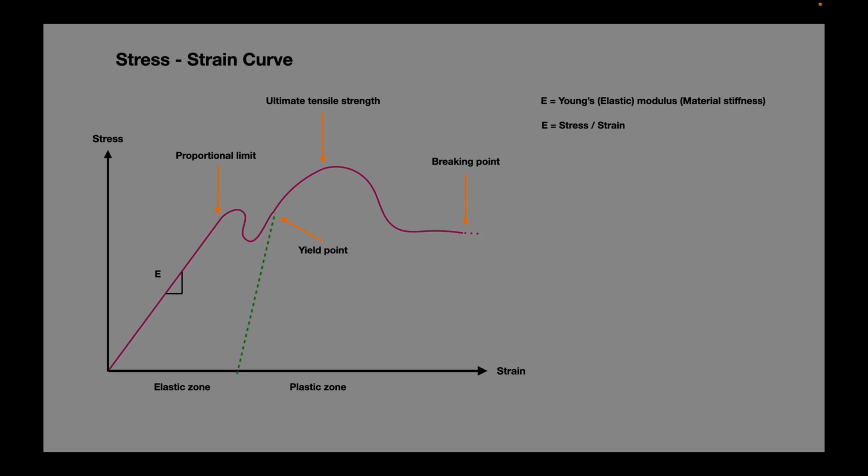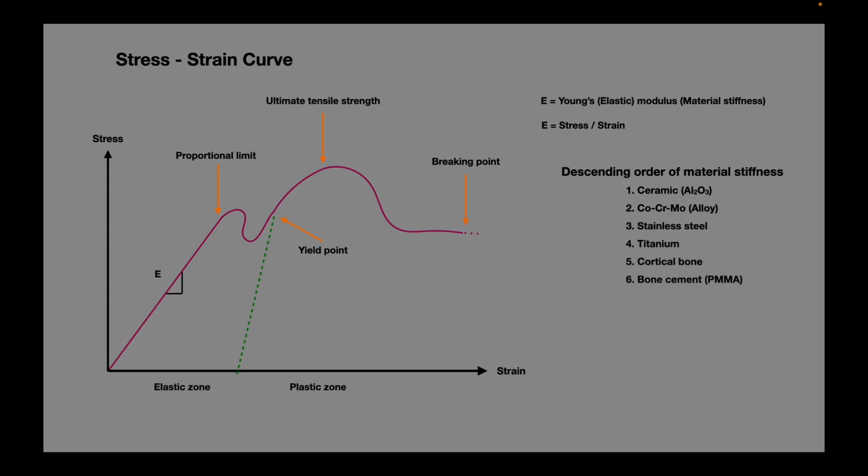If we measure the modulus of elasticity of materials of interest in orthopedics, this is the result. The stiffest material is ceramic, followed by cobalt chromium molybdenum, followed by stainless steel, titanium, then cortical bone cement, polyethylene, and cancellous bone. Note that the polyethylene is softer than the bone cement, and it is important to remove any loose bone cement during joint replacement to avoid a three-body wear.